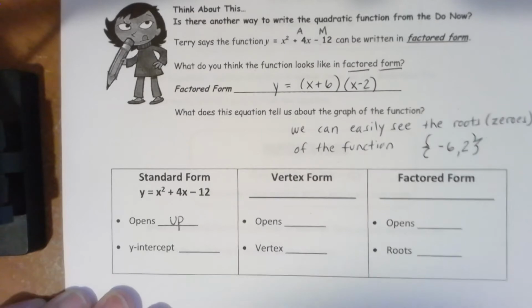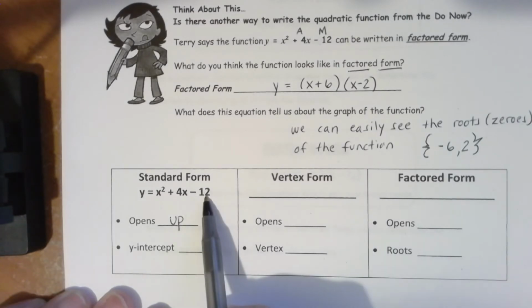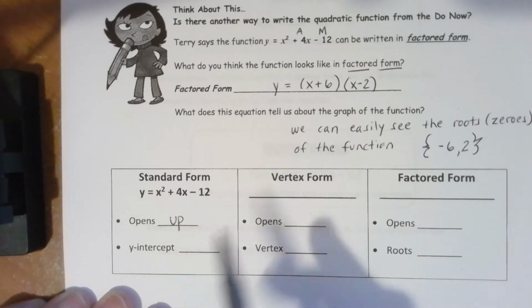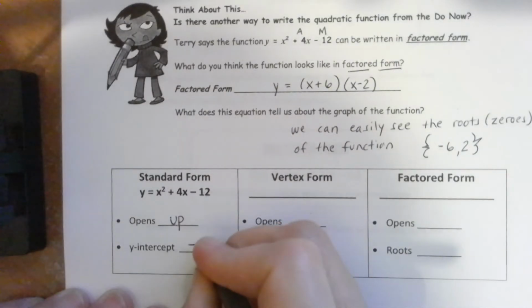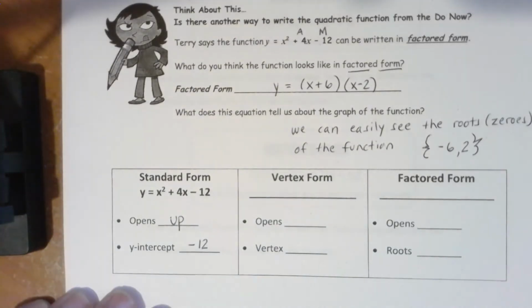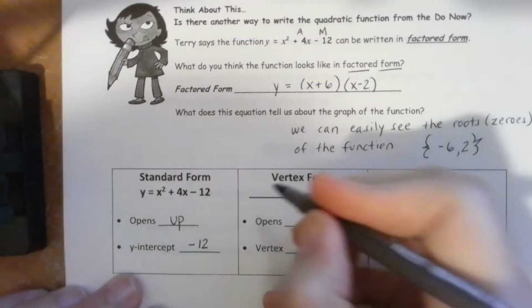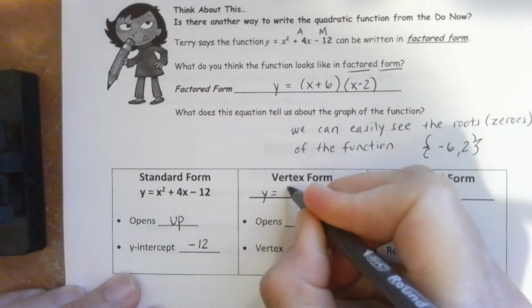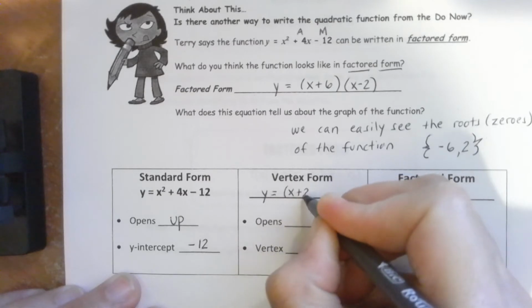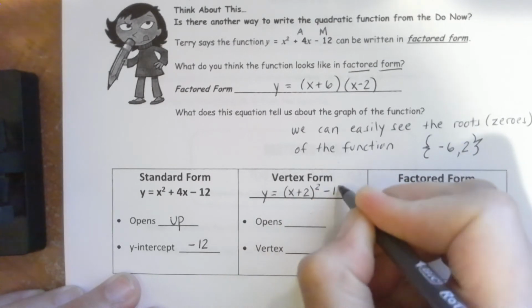And just by looking at this equation, when I see the constant, that tells me that's the y-intercept, where the parabola is going to cross the y-axis. So my y-intercept is -12. We also wrote this in vertex form by completing the square. And this is what the equation looked like.